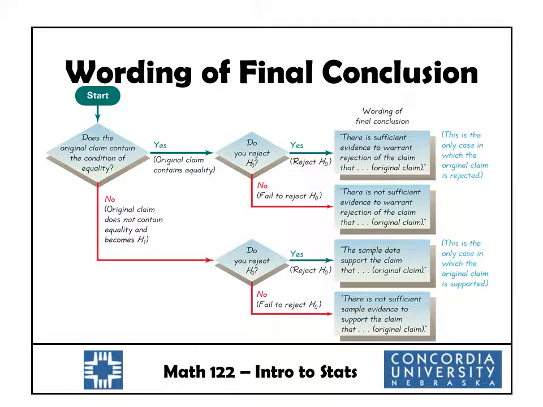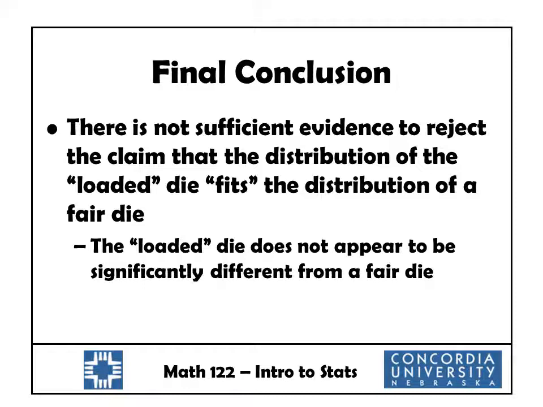Does the original claim contain the condition of equality? And the answer is yes. Our null and our original claim are always the same. It's always that our proportions equal something. So do you reject it? No, we do not. So there is not sufficient evidence to warrant rejection of the claim that the distribution of the loaded die fits the distribution of the fair die.